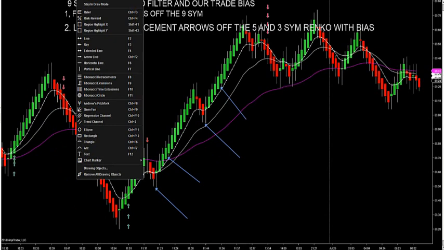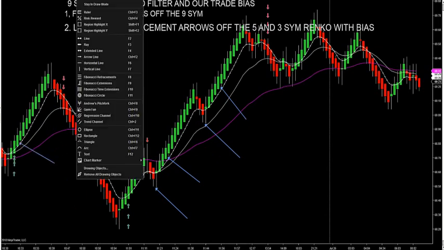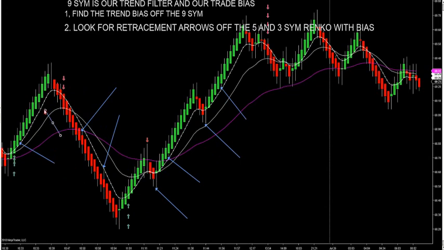Here we had an arrow long after news. So with crude oil inventories, we had 2 of them. We had an arrow long there, arrow long here in direction of the 9. So you have 1, 2, 3, 4, 5, 6, 7, 8 shots to go long and short after crude oil inventories, all with 9 sim direction and all with 5 and 3 sim arrows.